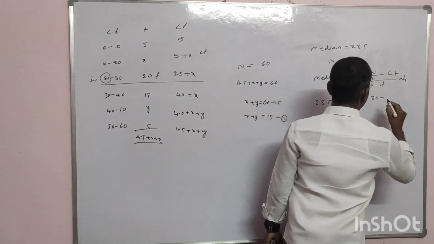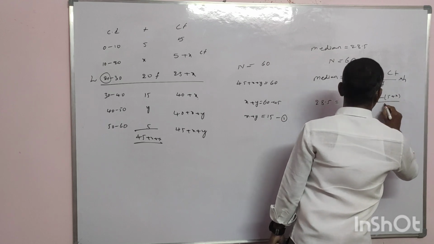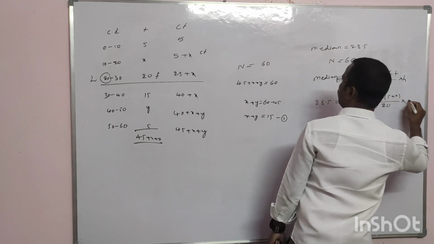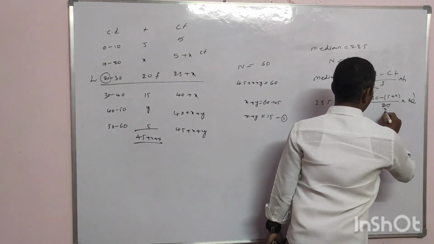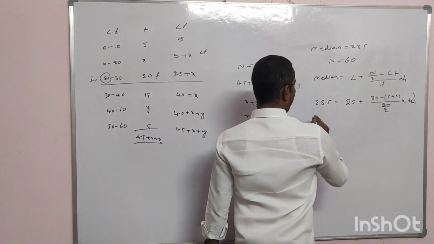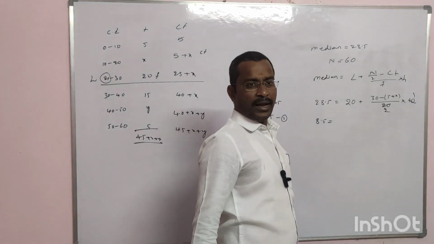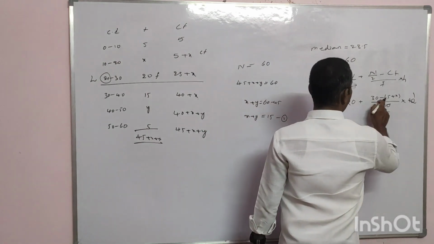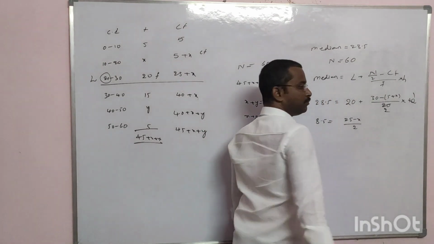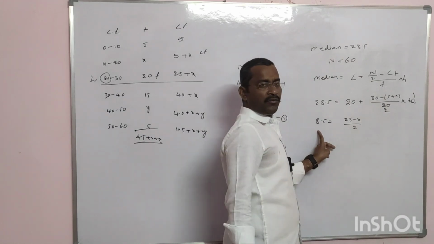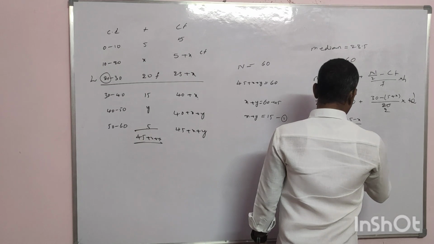Okay. What is your CF? 5 plus x. What is your f? 20. What is your height? 10. Now 20 comes this way and becomes 8.5, because 28.5 minus 20 becomes 8.5. So what you usually have: 30 minus 5, 25 minus x by 2. 2 into 8.5, how much? 17. So 17 is equal to 25 minus x.